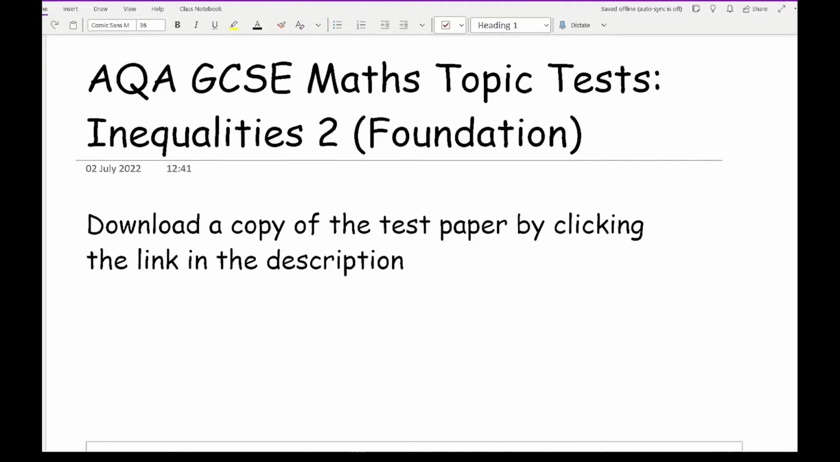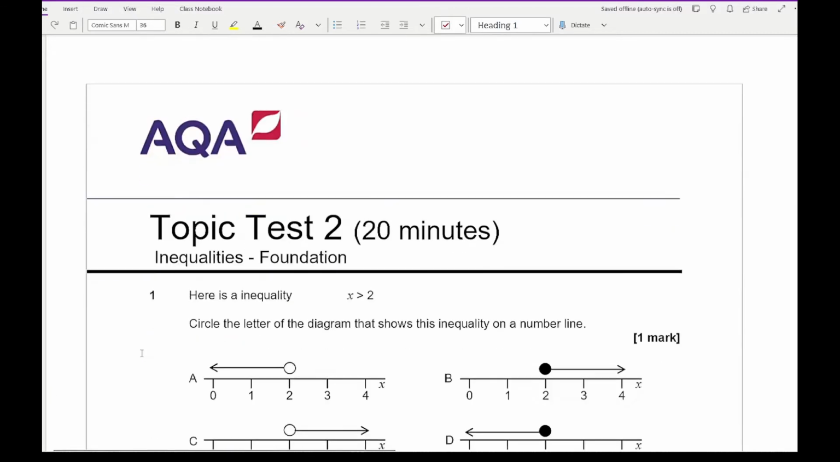Now before we get started working through this test, it's worth noting that there is no indication about whether these questions are calculator or non-calculator, so we'll just assume that they are non-calculator. However, it's important to also note that inequalities can appear on both the non-calculator and the calculator paper. It's not exclusive to one paper. So let's get started on question 1.